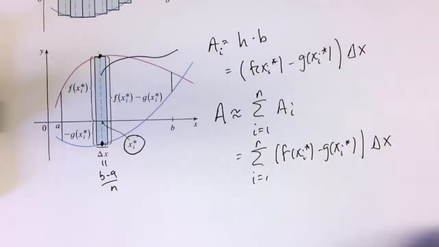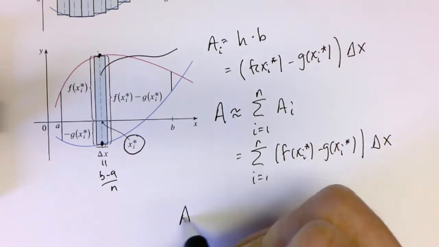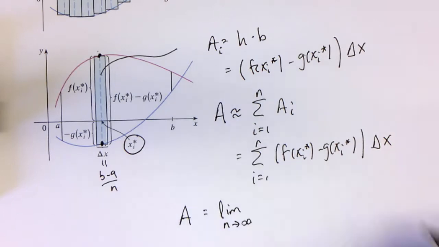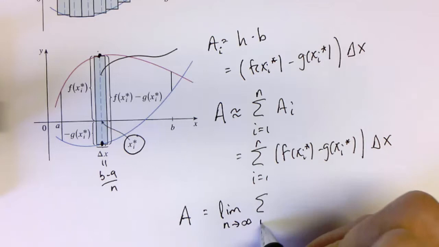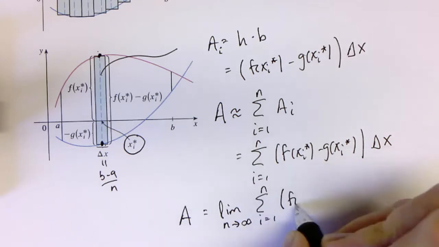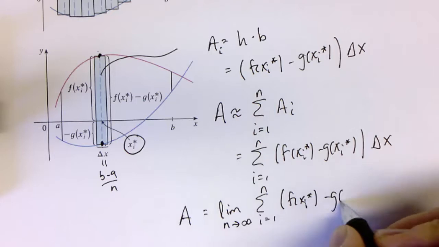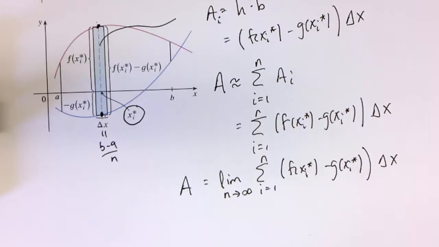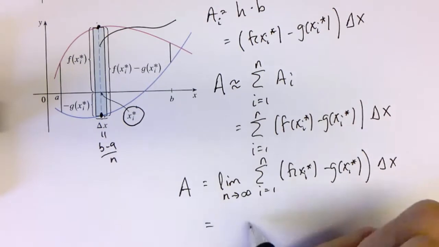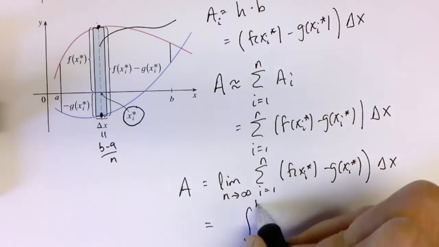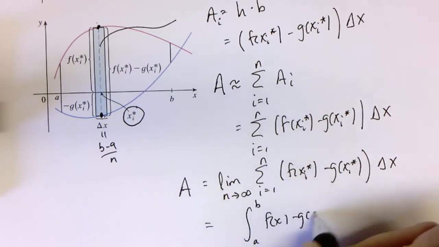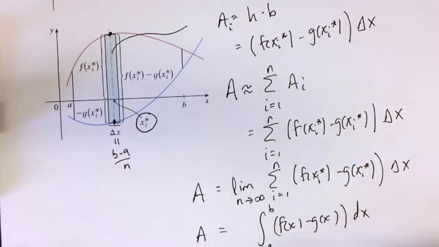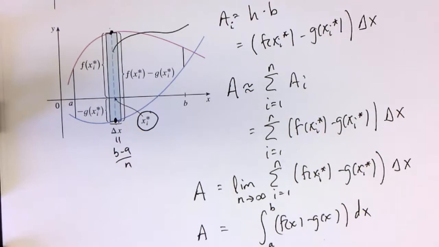values. Now if we want the actual area, we need to let the number of rectangles increase to infinity, so notice I'm using equals here, because now this gives us the actual area. And if you remember the definition of the definite integral, this is the same as the integral from a to b of f of x minus g of x dx. Right. So this gives us a recipe for computing the area of a y-simple region.